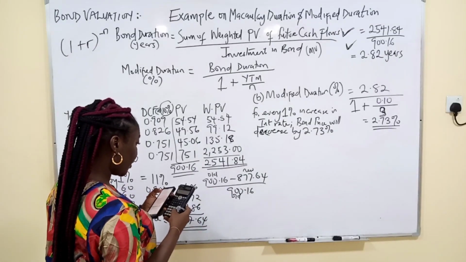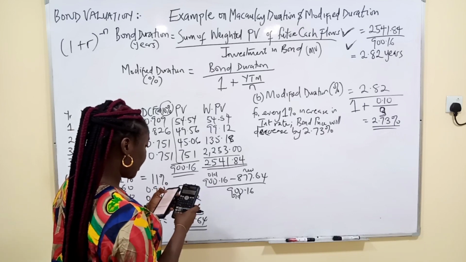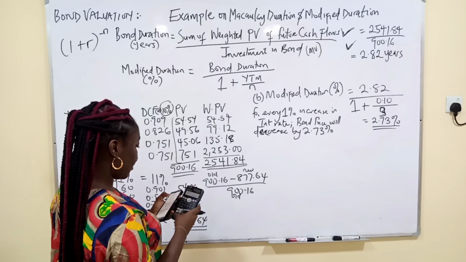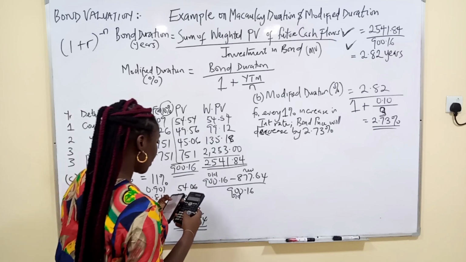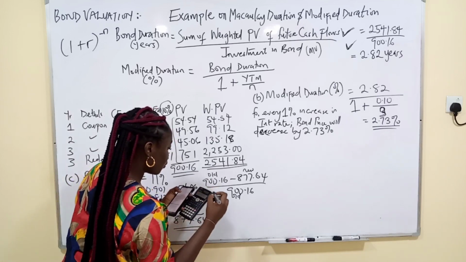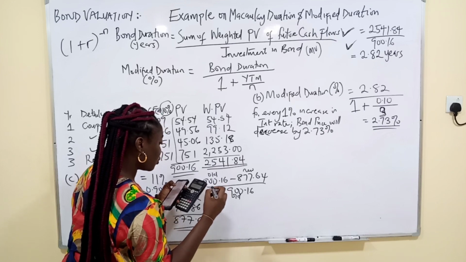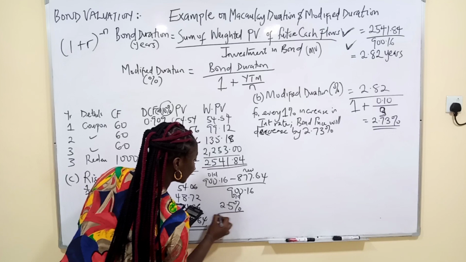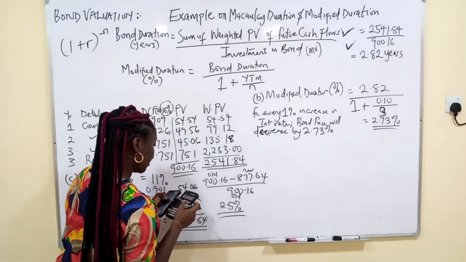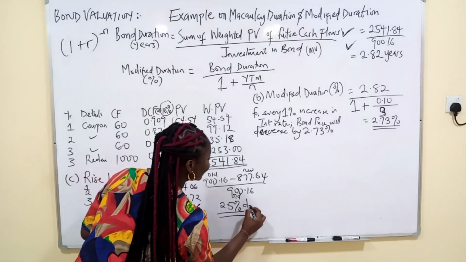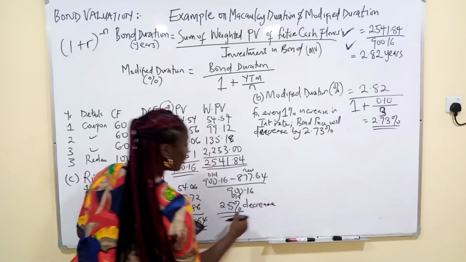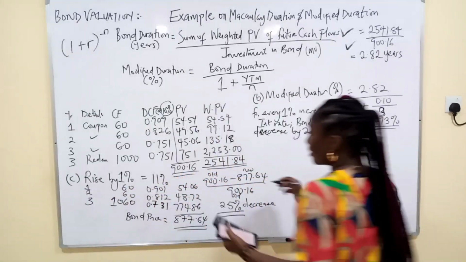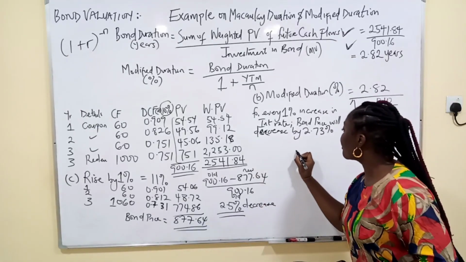Let me do that. 0.16 divided by 900.16 gives 0.025, that's a 2.5% change. That's a 2.5% decrease. This is how you put your answer: a 2.5% decrease. Now they said for a fall, if it falls, you can predict your answer now.